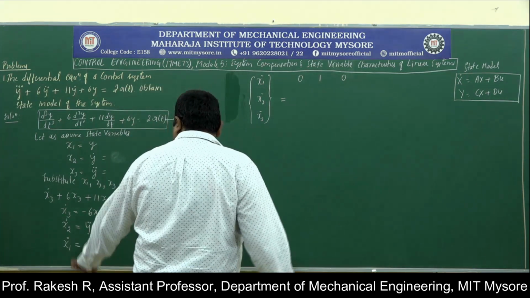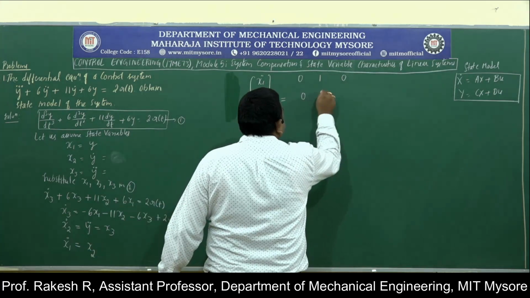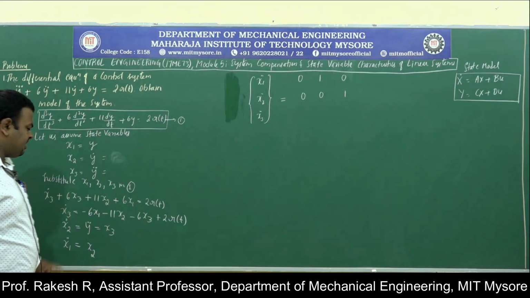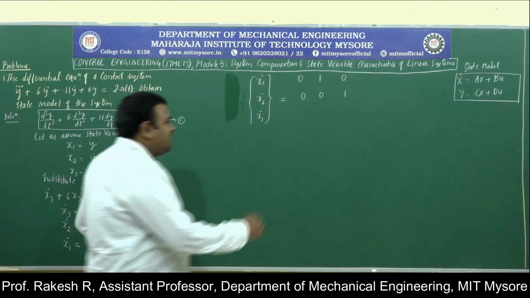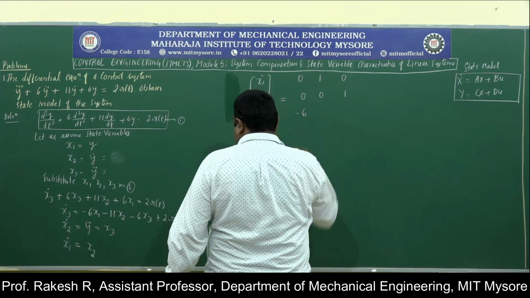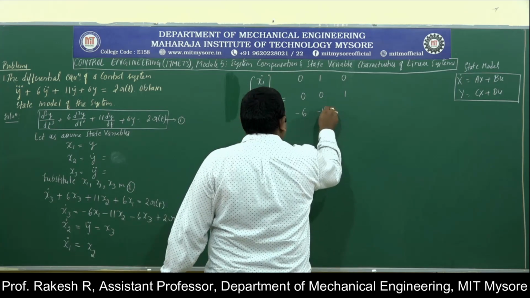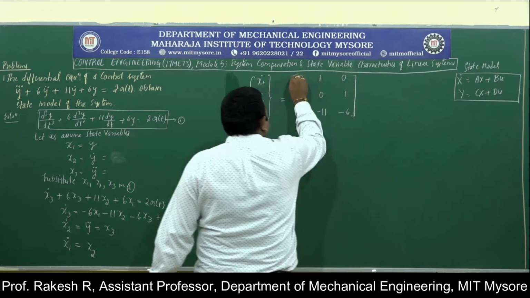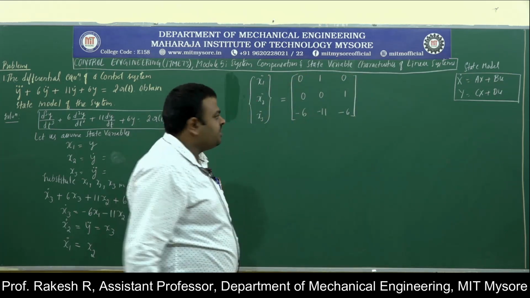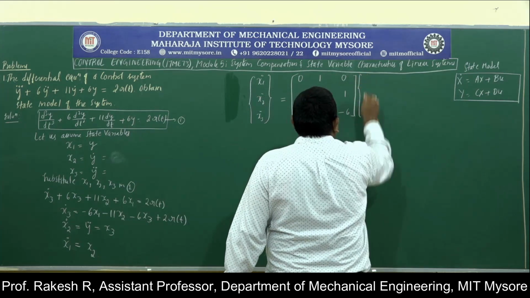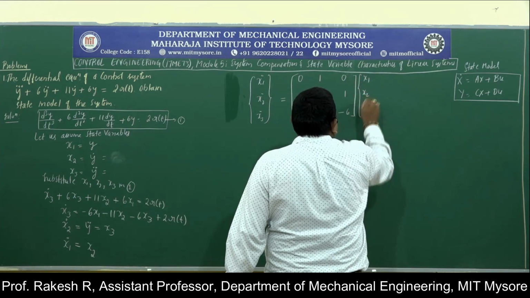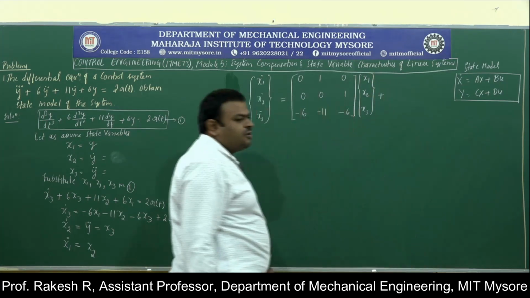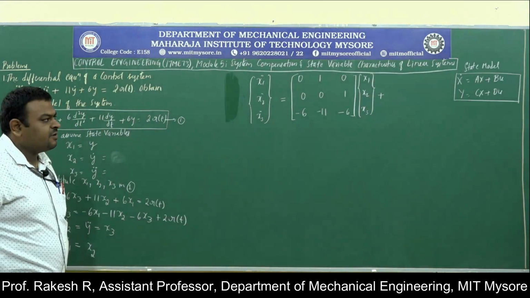Then x2 dot has only an x3 term: 0, 0, 1. Then x3 dot is having minus 6 for the x1 term, minus 11 for the x2 term, and minus 6 for the x3 term. So this is the matrix A, multiplied by x1, x2, x3, plus I have to write the matrix B. What is the matrix B?